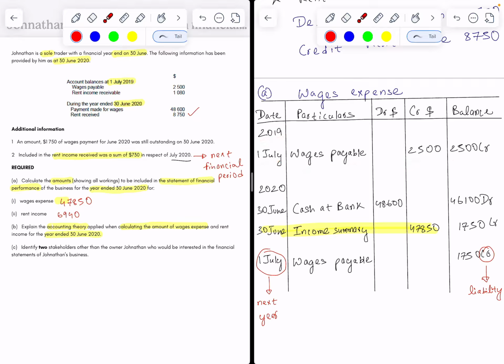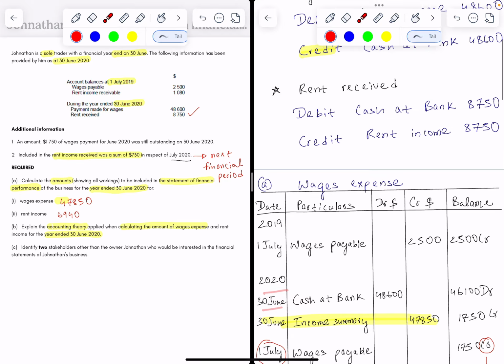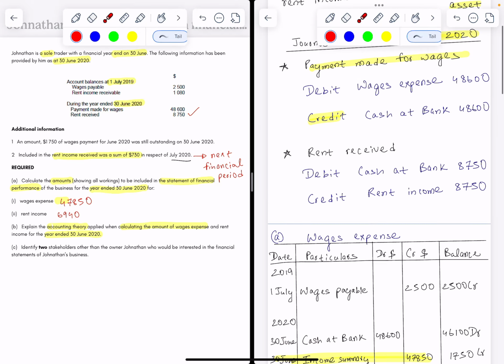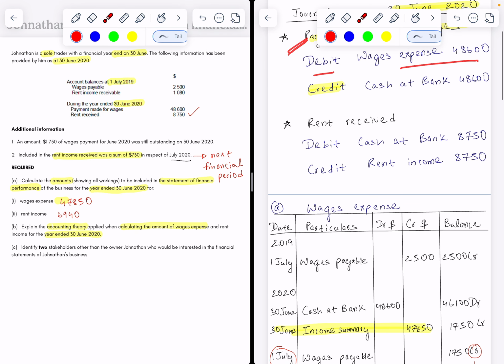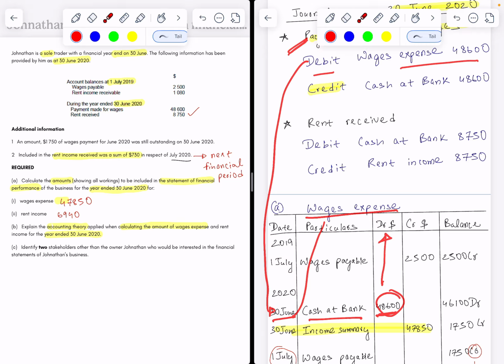Then, during the year ended 30 June 2020, if you recall, we have made payment for wages, right? And when we made the payment for wages here, when we journalized it, we debited the wages expense account by $48,600. So that is what we are to reflect in the ledger account for the year ended 30 June 2020. In the wages expense ledger account, all right, we are going to show $48,600 on the debit side based on the journal entry, as you can see, and the relevant cross-reference for the account we will show in the particulars column is the cash at bank account, as you can see in the journal entry, right?